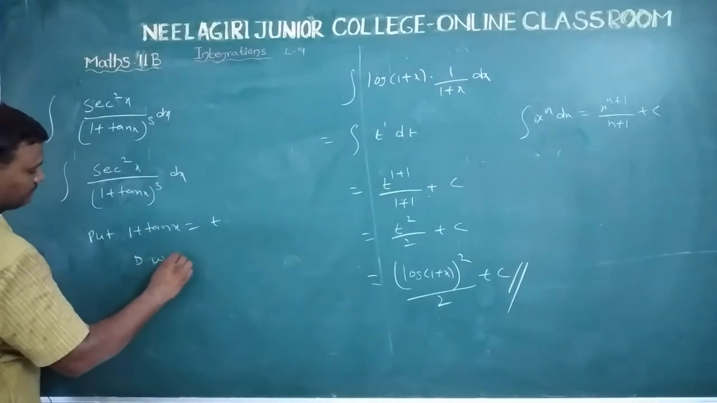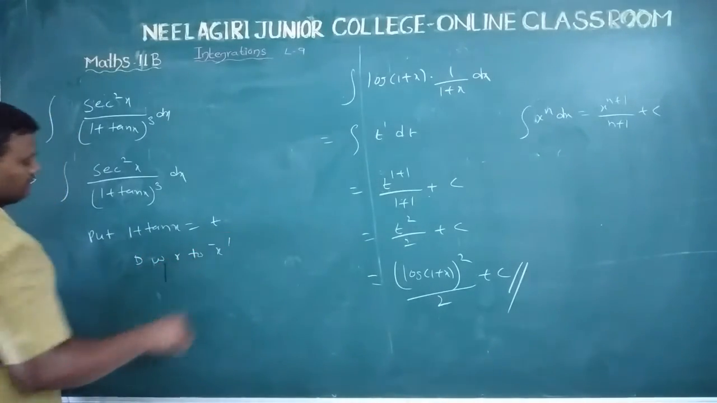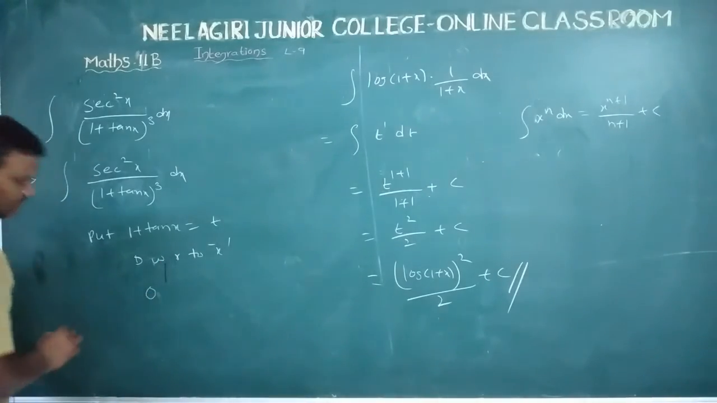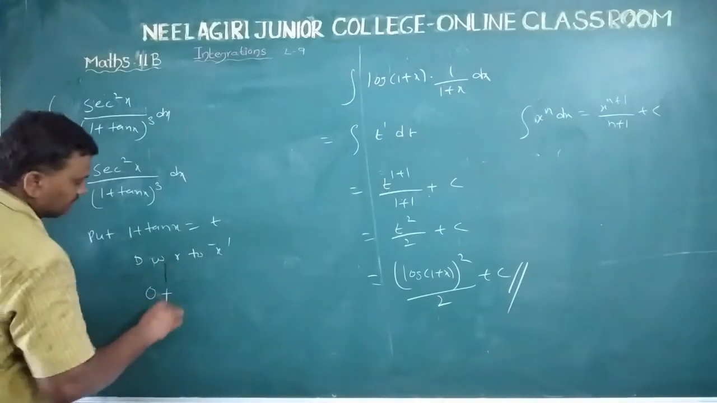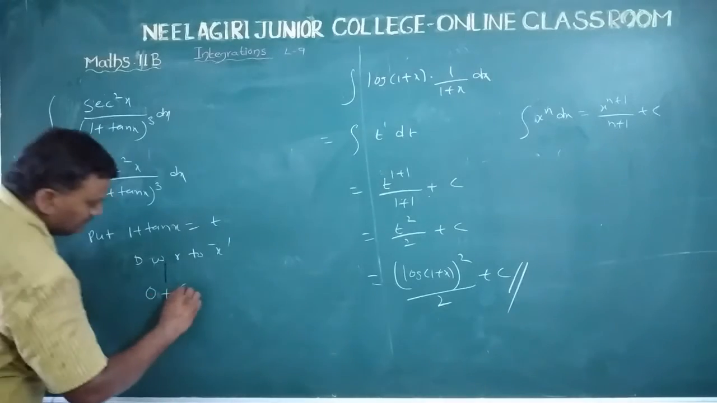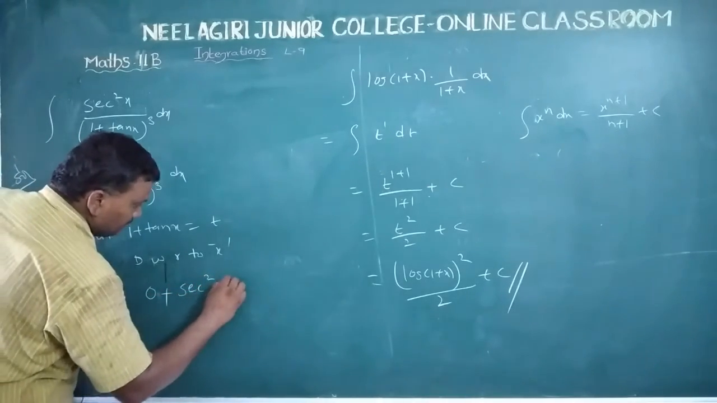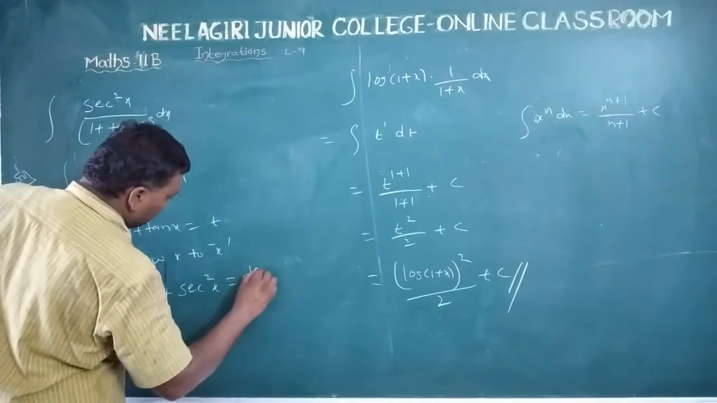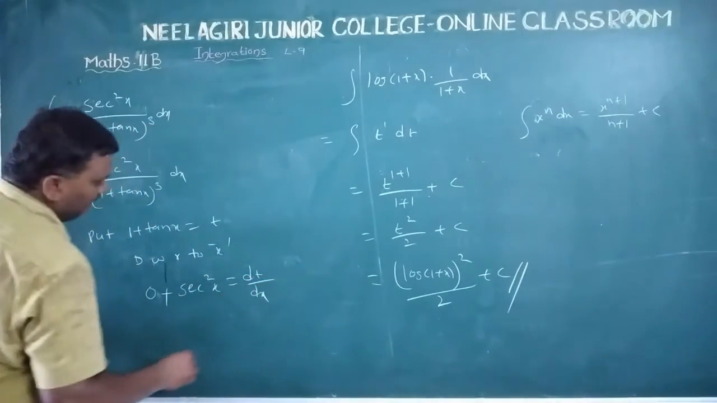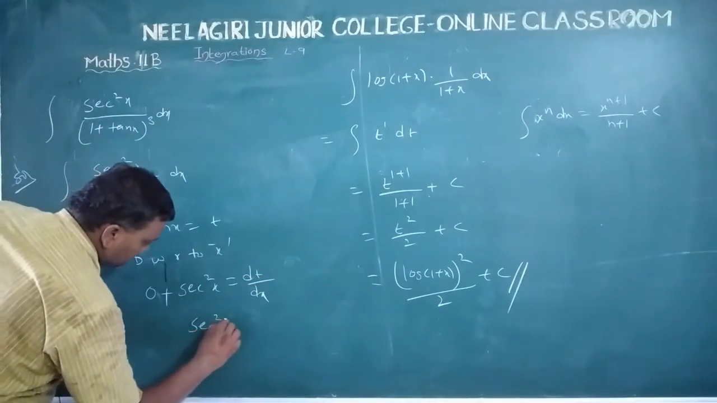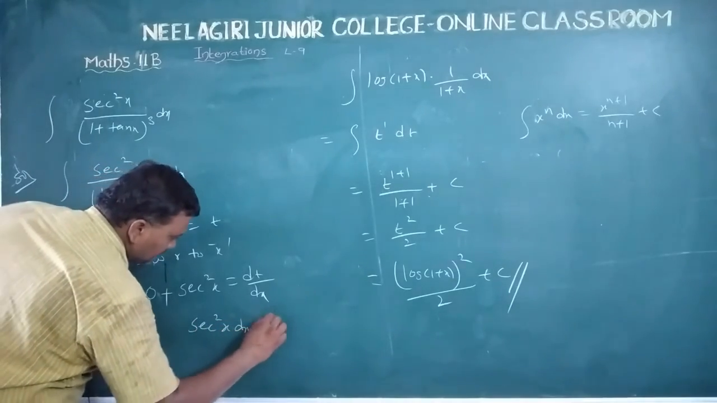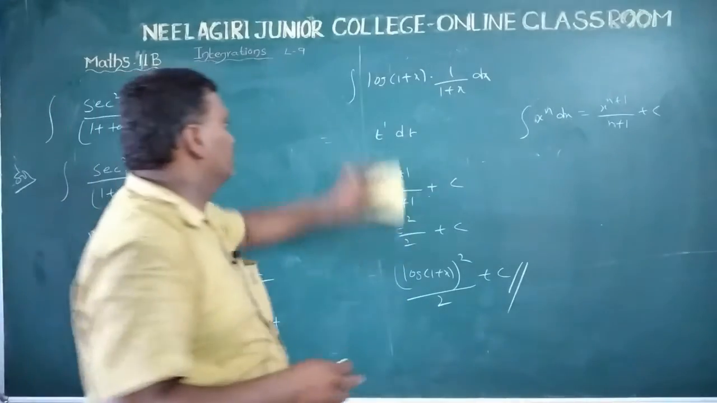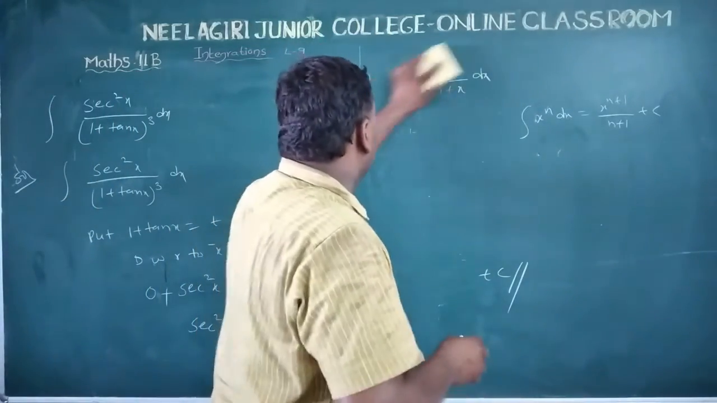Derivative with respect to x. What is the derivative of 1? 1 is a constant, and the derivative of a constant is 0. Plus the derivative of tan x is sec square x, which is equal to dt by dx, where t is the dependent variable. So sec square x into dx is equal to dt. Now substitute all the values in the above equation.